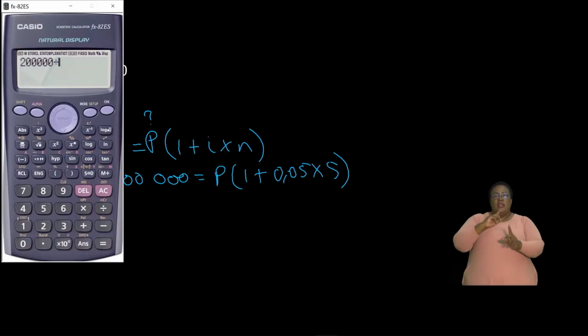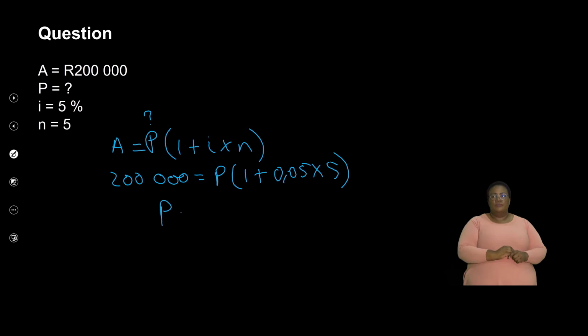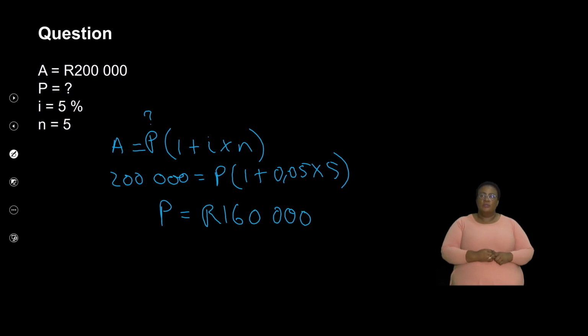Now, I'm just going to divide with the whole bracket as is. So that's 1 plus 0.05 multiplied by the 5. I close the bracket, then I find my answer. So the investment amount was 160,000. So this was P is equal to 160,000. And then what will you then do from here?